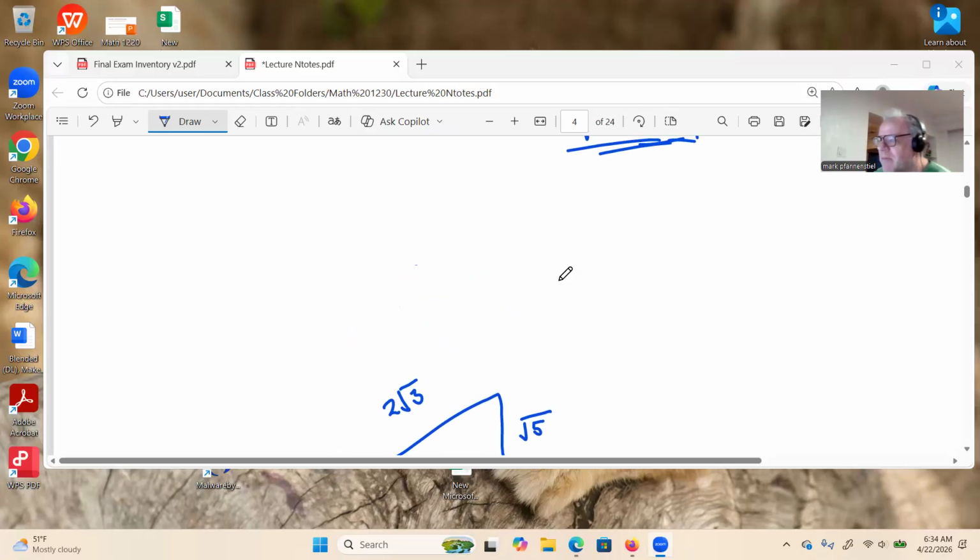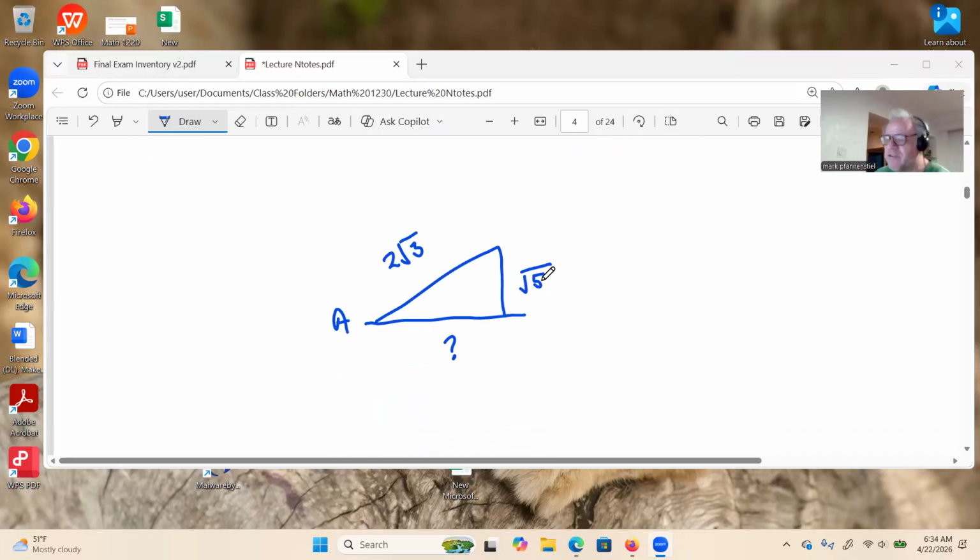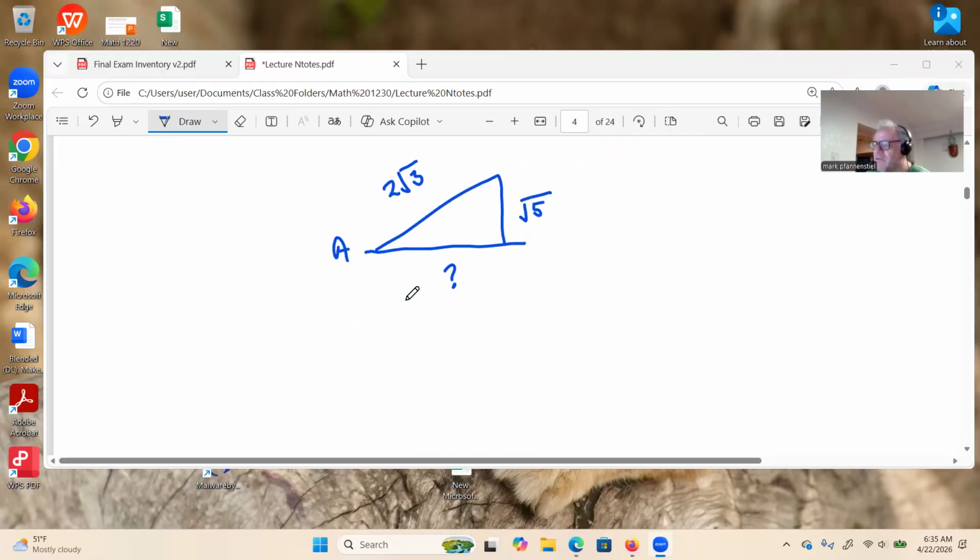We have a couple of problems. This is problem 1A, 1B, and 1C. We got a couple of triangles, and the instructions are to come up with all six trigonometric functions for this triangle for angle A. The first thing we got to do with this one is say, hey, what's going on with this?